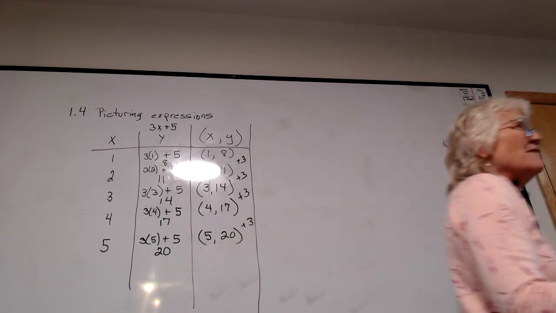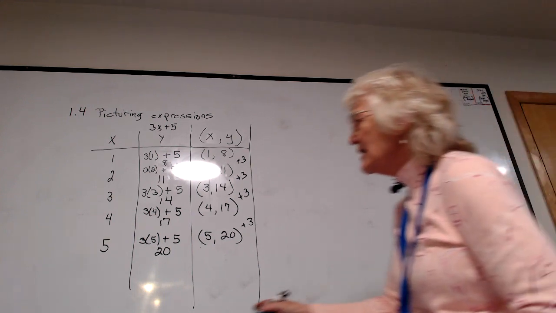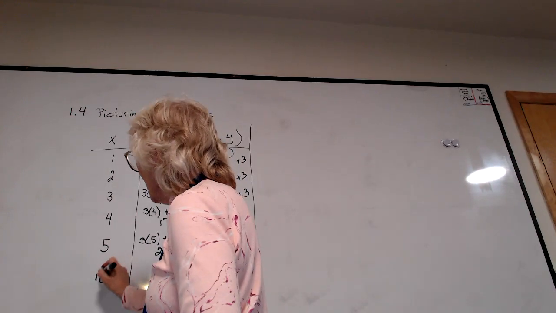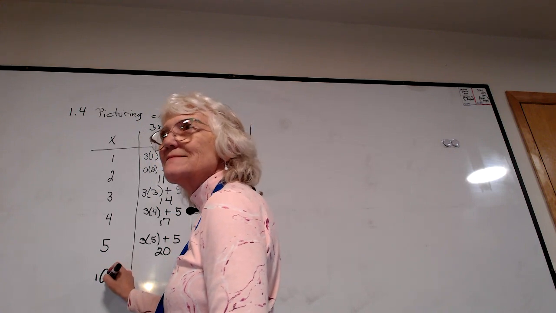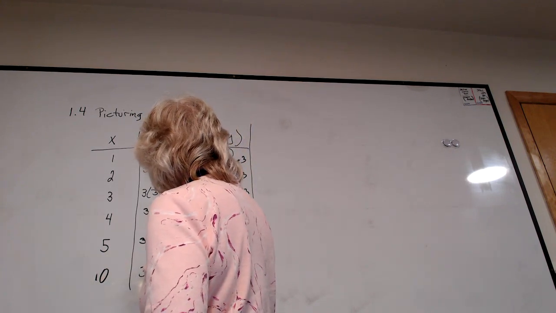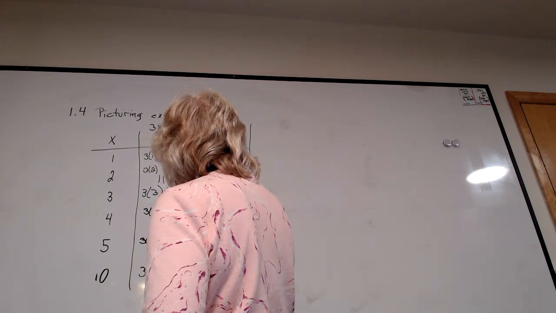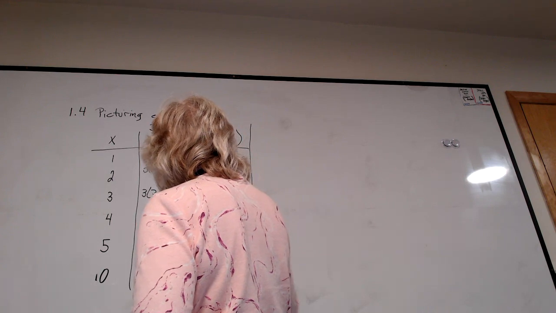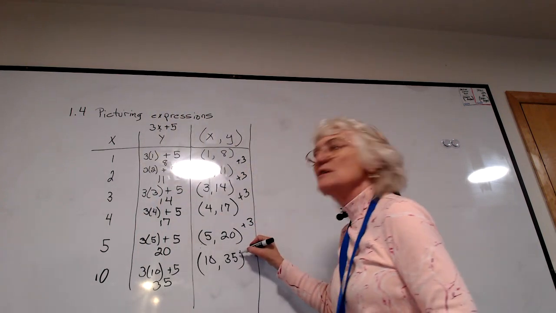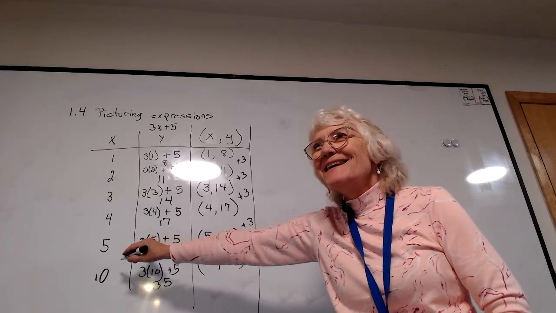Otherwise, if I go up by 5 in x, let's say I did 10 right now, see, I'm jumping from 5 to 10. That's going to be 3 times 10 plus 5. That's 30 plus 5, which is 35. So I got 10 and 35. That is not plus 3. That's because you made a big jump over there.